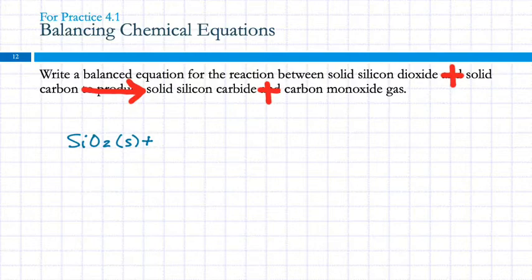Solid carbon. What's the symbol for carbon? C. Is that a diatomic element? Horses need oats for clear brown eyes. The C is chlorine. It is not. Okay. Carbon is not a diatomic element, so we just write the C.